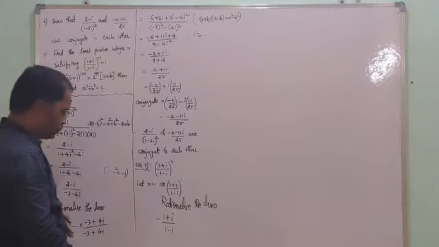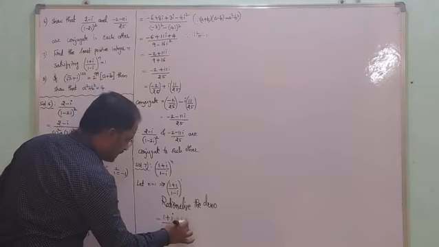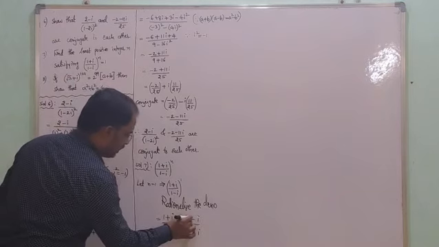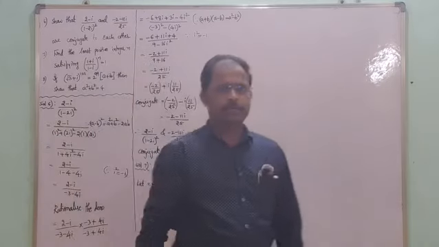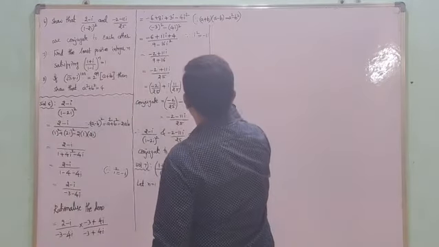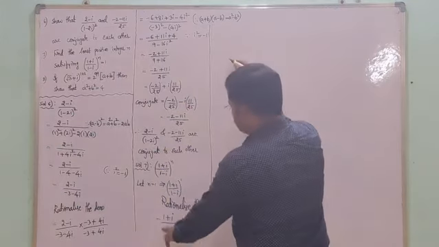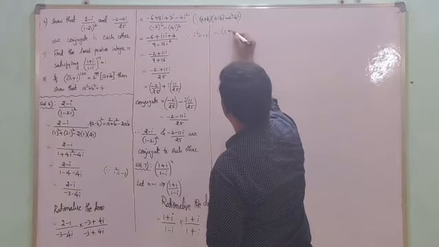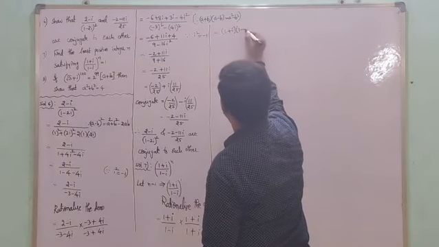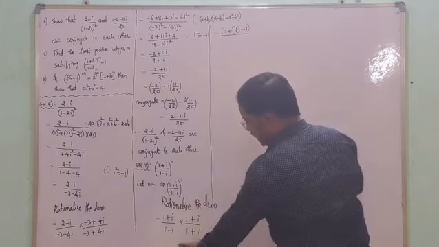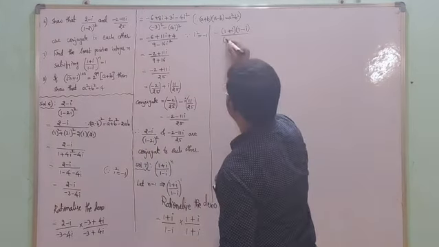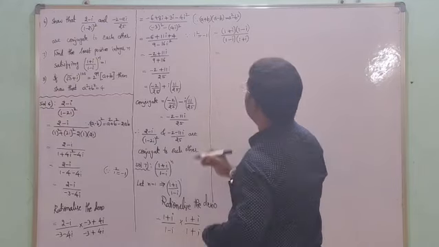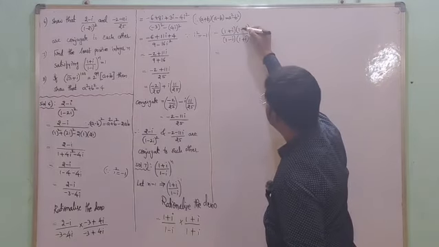Rationalizing means: the given fraction (1 plus i) by (1 minus i) stays as it is, multiplied by (1 plus i) by (1 plus i). Here the denominator has minus, so multiply and divide with the plus term. The product of the numerators is (1 plus i) into (1 plus i), and the product of the denominators is (1 minus i) into (1 plus i).